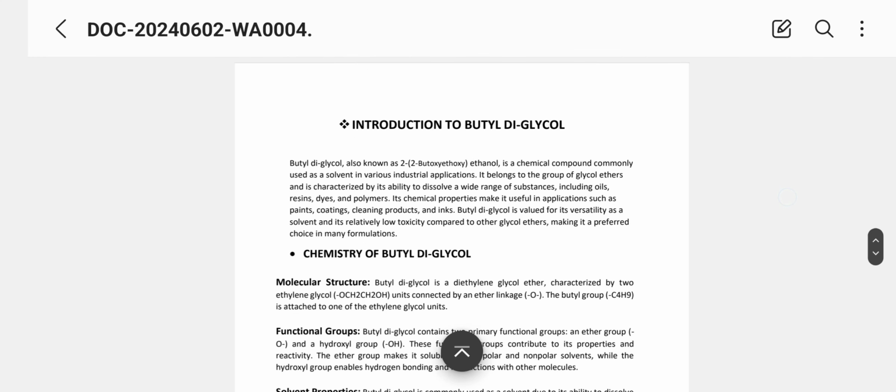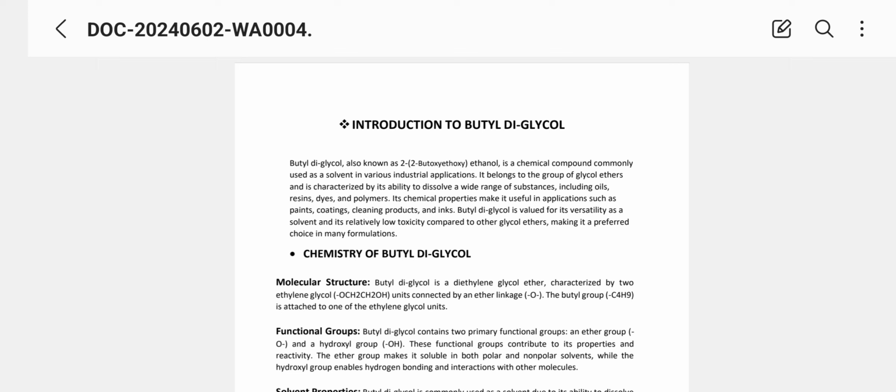The next one is butyl diglycol. Butyl diglycol, also known as 2-(2-butoxyethoxy)ethanol, is a chemical compound commonly used as a solvent in various industrial applications. It belongs to the group of glycol ethers and is characterized by its ability to dissolve a wide range of substances, including oils, resins, dyes, and polymers.